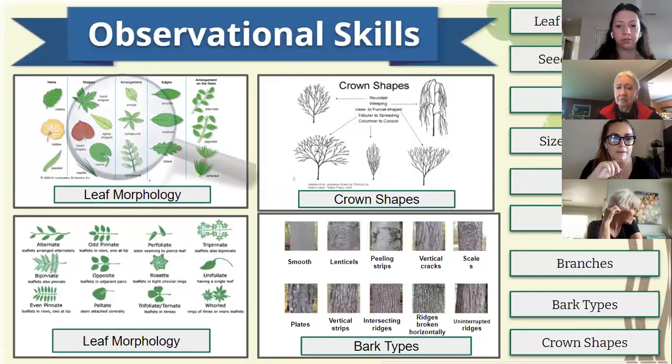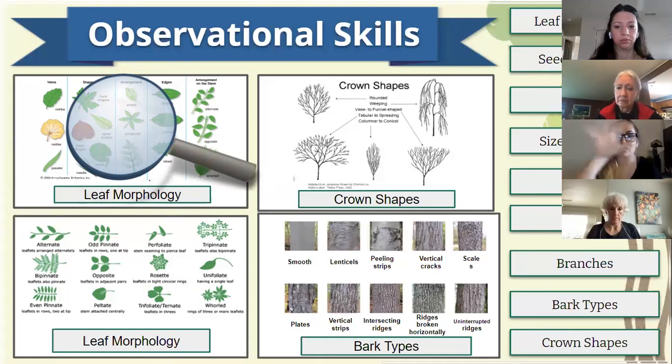All right, so looking at some more observational skills. Again, this isn't for you to read all in one go. It just shows that there are so many different types of attributes that you need to check out. So let's look at some more up close.